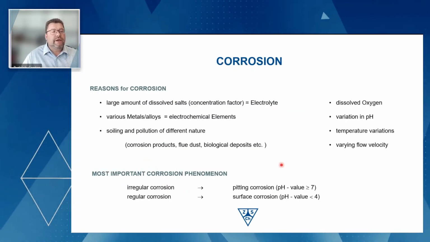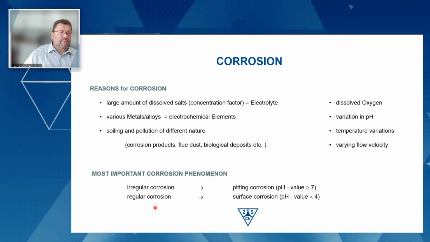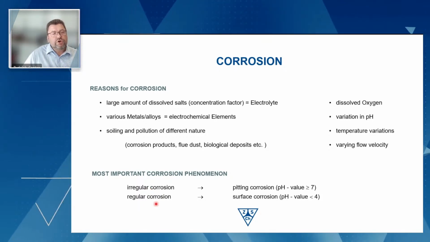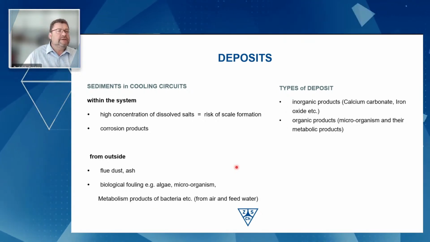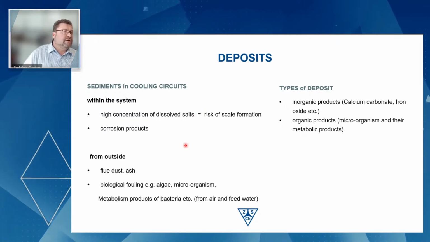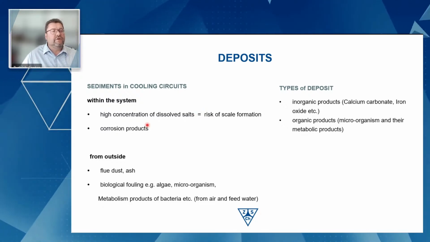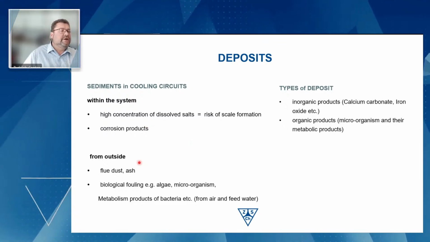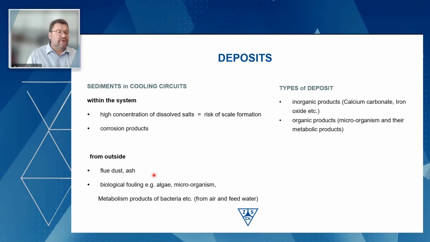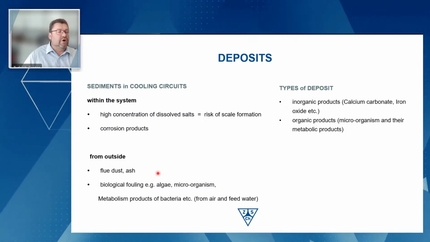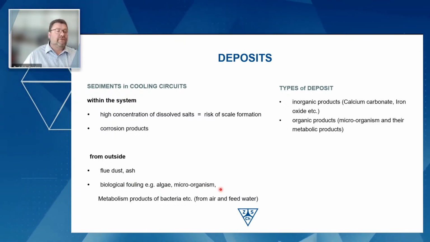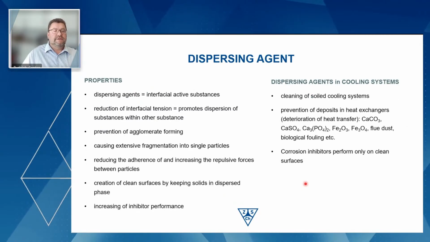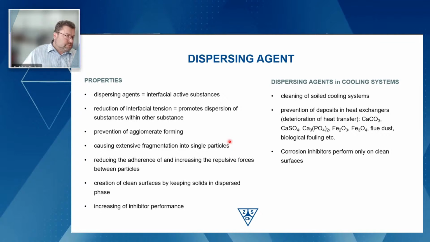Corrosion inhibition, I mentioned already. Different forms of corrosion inhibition are possible depending on the pH. It could be an irregular corrosion or a regular corrosion. So this is really a topic of interest for the cooling water treatment. For the deposits, we have either the ones from inside the system, the high concentration of dissolved salts, and also from the outside. We have the flue dust, we have ash, we have biological foulings, and in biological foulings we have algae, but also microorganisms play a role. So these are the deposits one needs to deal with.